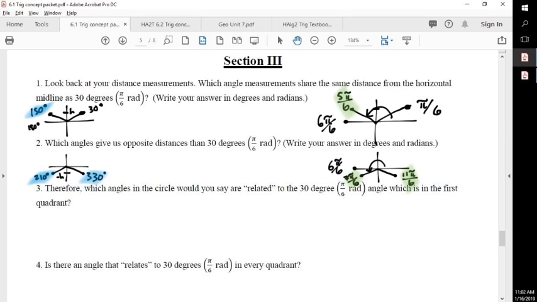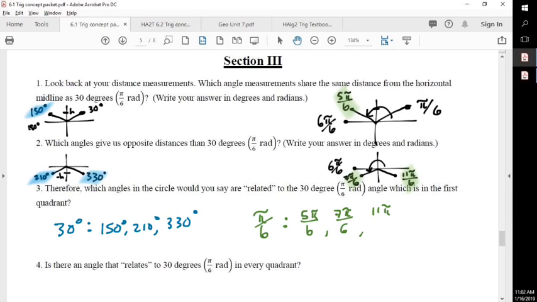Okay, so we can say, therefore, which angles in the circle may we say are related to 30 degrees? We can say that 150, 210, and 330 are all related to 30 degrees. There's actually more, but I'm just staying within one rotation. What about the pi over 6? Which angles would be related to it? You would say 5 pi over 6, 7 pi over 6, and then 11 pi over 6.